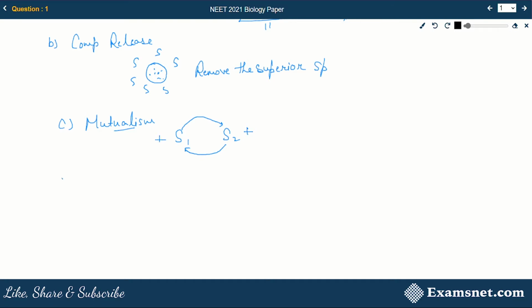Okay, now the last option is predation. What is predation? It is a kind of interaction where species 1 eats the other species. Okay, so here it is a beneficial interaction for one while it is detrimental for the other. Okay, and the other species eventually gets eliminated. Okay, so this was the explanation of this question.